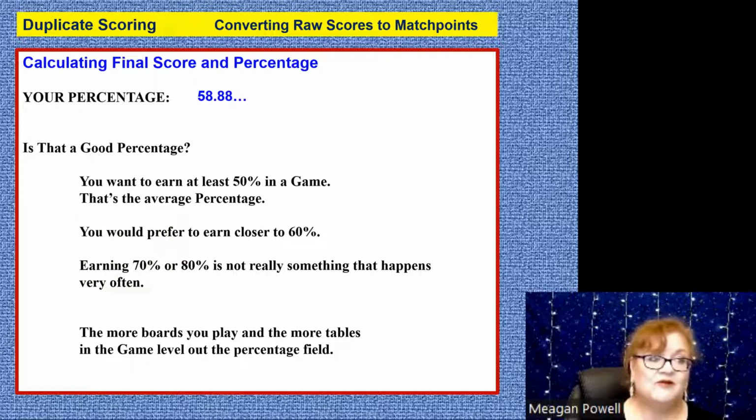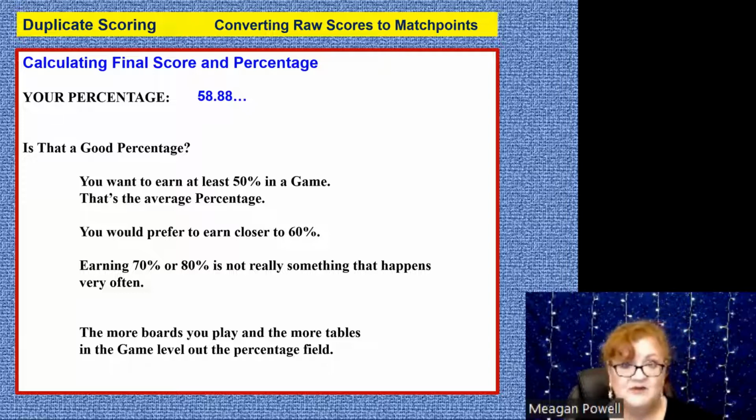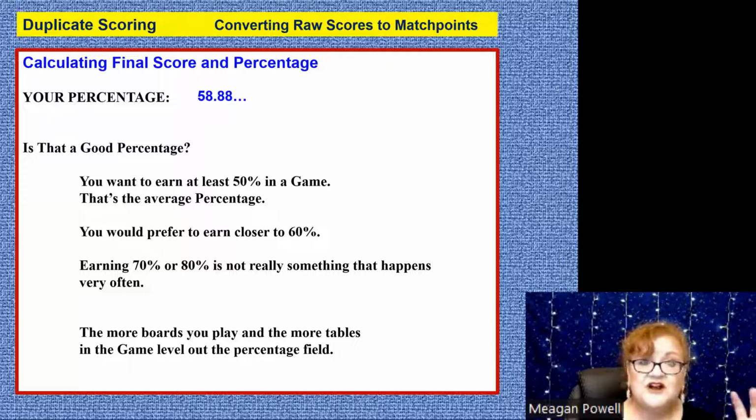58%, or if we want to round it to 59, is a really nice game. So I would say that on this game, you and your partner did really well. Now, one of the things you're going to be able to do is to go back into BBO, if you played in BBO, and look at your actual game board by board, to see how you did on each individual hand compared to other people.